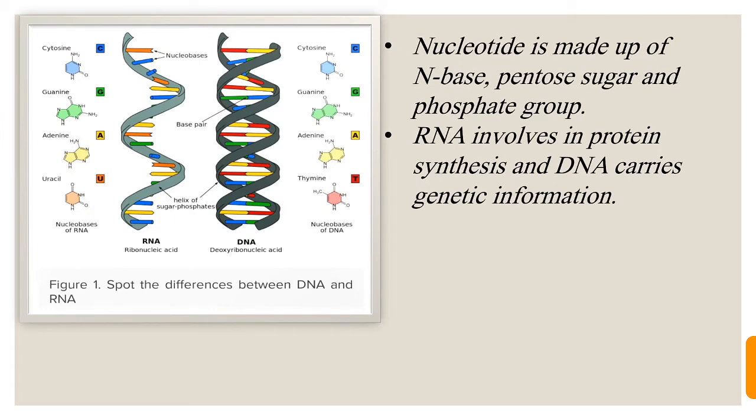This is the structure of RNA and DNA. We know RNA is a single stranded structure and DNA is a double stranded structure. RNA refers to ribonucleic acid and DNA refers to deoxyribonucleic acid. The nucleotide is made up of a nitrogen base, a pentose sugar, and a phosphate group.